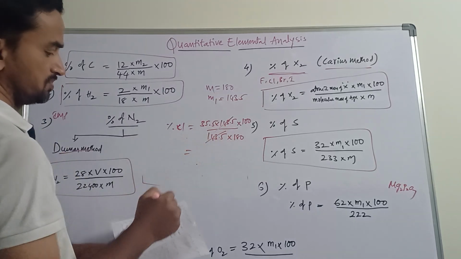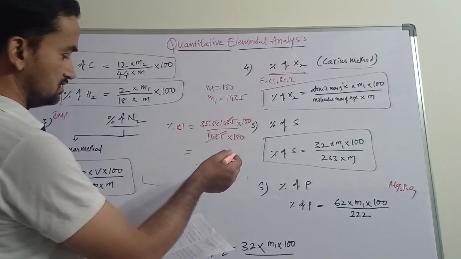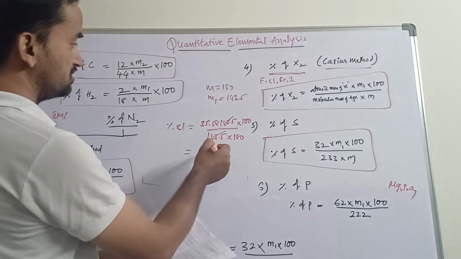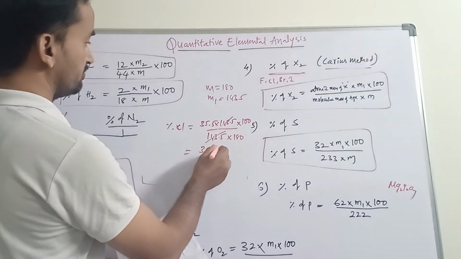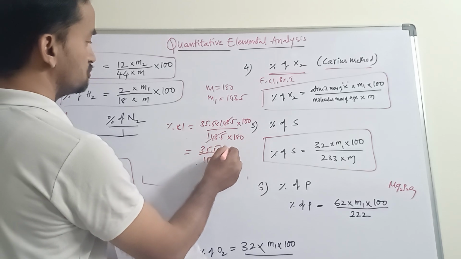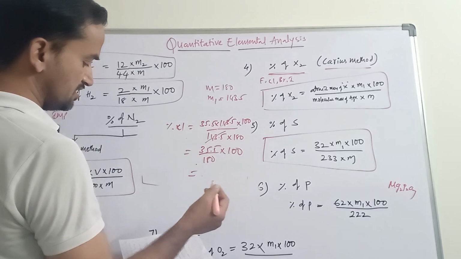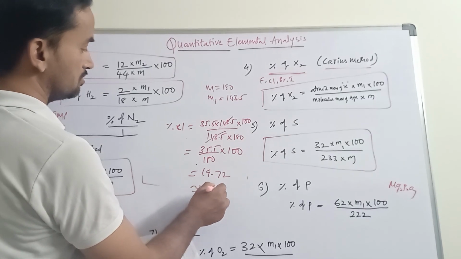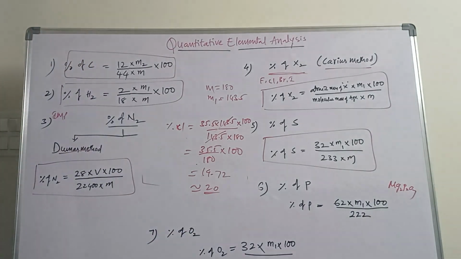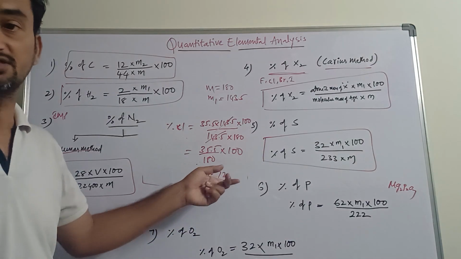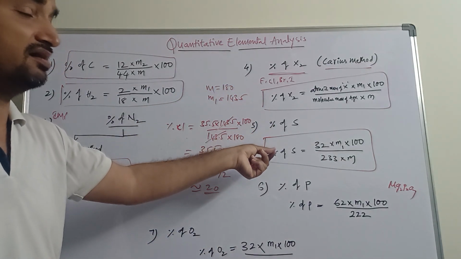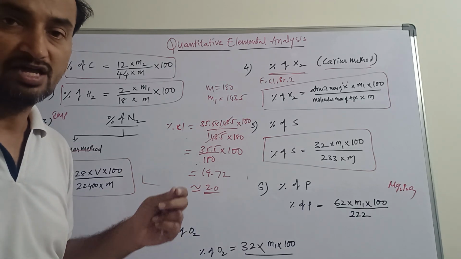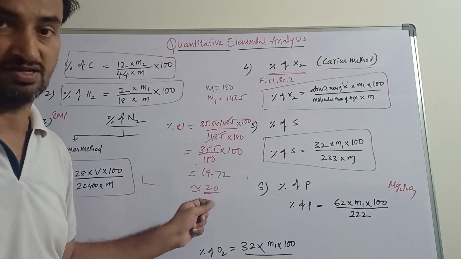Now 35.5 divided by 180 into 100 will give you approximately 19.72, so this will be about 20. Like this they have asked one question in the January session. So if you remember this formula, you will definitely be able to answer one question from this topic.